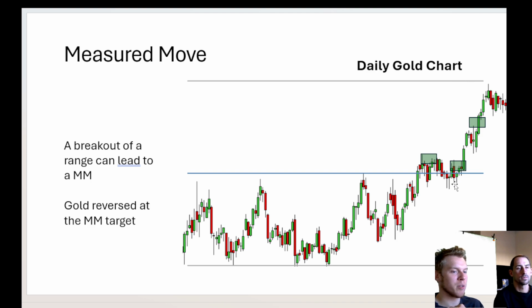Others will wait for more of a double bottom. So we can see we have some sort of double bottom there, maybe even a triple bottom. And then we get bull bars, and people will buy above that. Breakout, pullback, good looking bull bar, and people will buy above that. And then we can see gold, once it got up here, reversed down from that measured move target.